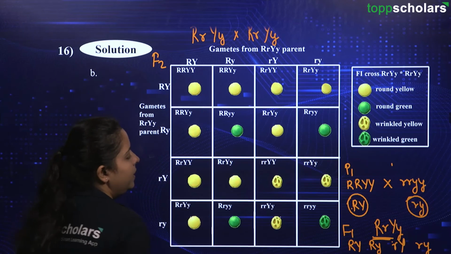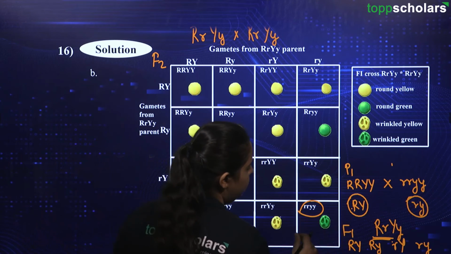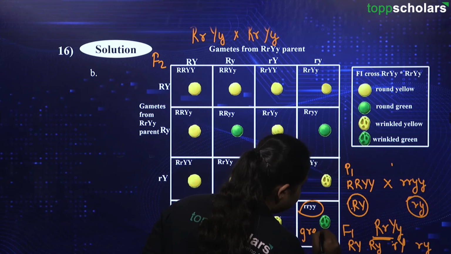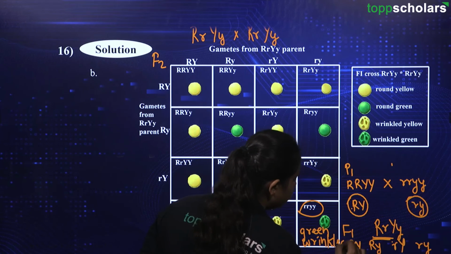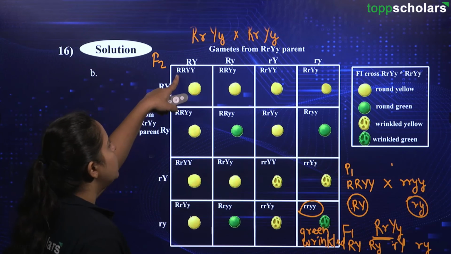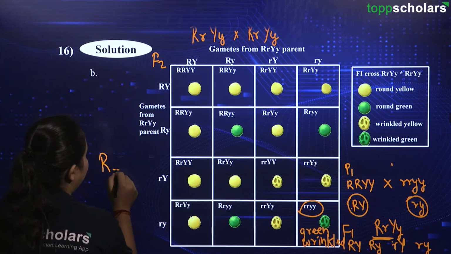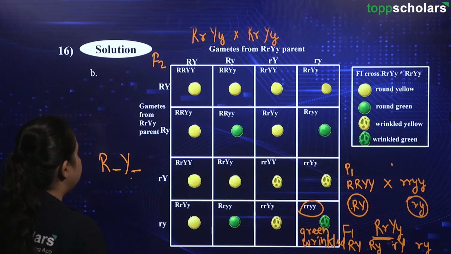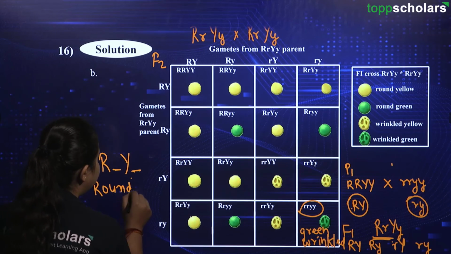Now, if you will see friends over here, this one is green and wrinkled. You can see the structure is wrinkled and the color is green. So, here we have green, wrinkled. Here, because of this capital R, capital Y, similarly friends, even if you are having one capital R, this can be capital R or small r, and you are having one capital Y, this can be small y or capital Y. Then what will be the phenotype? Yes, it will be round and yellow.